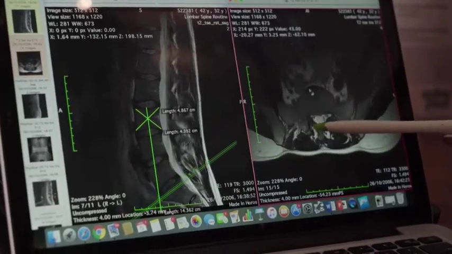He had a particular condition where part of the disc was breaking away from the main body of the disc. We saw that on the MRI scan, and straight away we're very frank and very honest with that patient that he needed to go and have surgery.